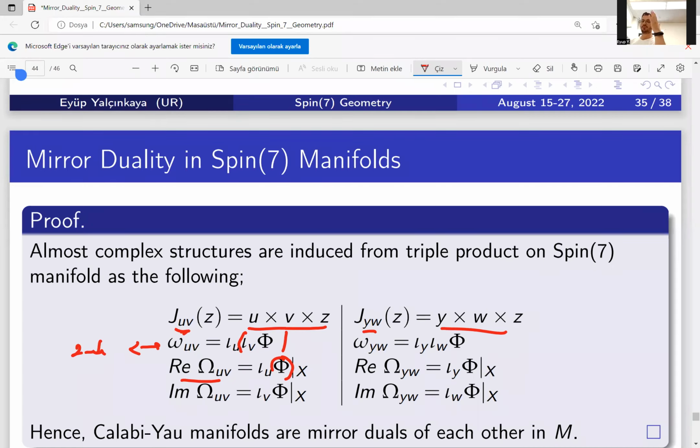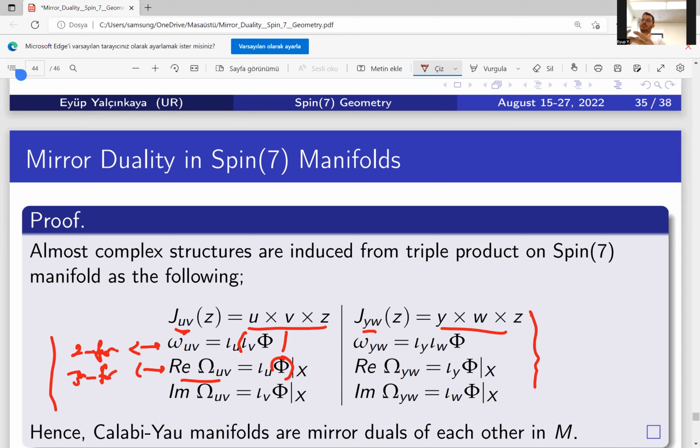We know U as a vector field. You can reduce your dimension with this U and you will find a 3-dimensional object. This one is a 3-form and this one is a 2-form. So from here you can construct Calabi-Yau manifolds that satisfy the same induced form, and you can find the Calabi-Yau mirror dual of these spaces.